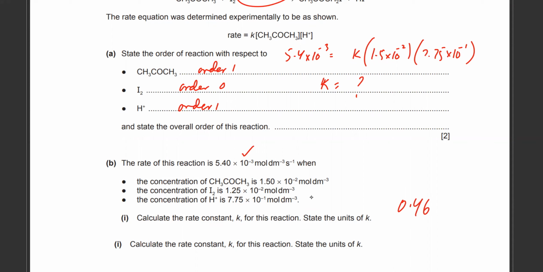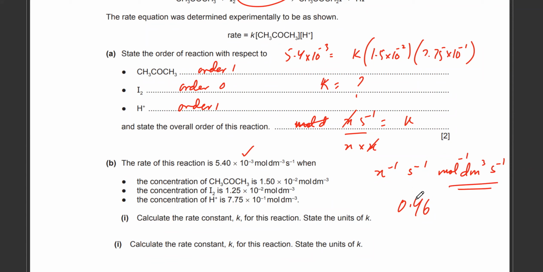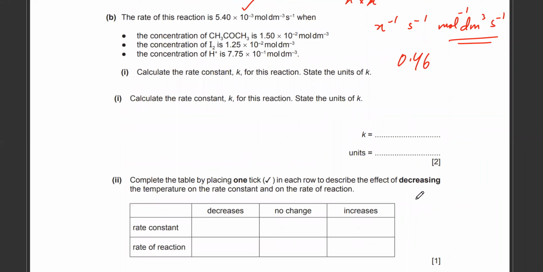Rate जो दिया हुआ है mole per dm cube per second, x s minus 1 is equal to K mole per dm cube into mole per dm cube, so it's x into x. So that would be x squared. X would get cancelled out, so it's x minus 1, s minus 1. So it's mole minus 1 dm3 and s minus 1. That's the unit for rate constant. Okay, every time remember, if the equation is different, the rate units would also be different. So is this clear?